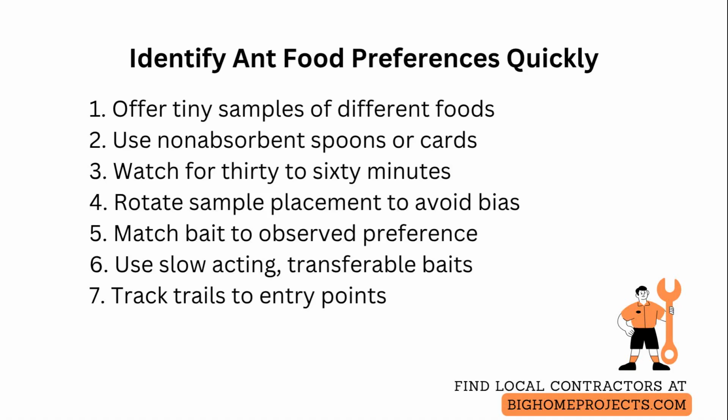Use only tiny amounts so you do not create large food sources that sustain the colony, and rotate sample placement to avoid location bias. When a preference appears, switch to a commercially available bait that matches that nutrient profile. Carbohydrate baits for syrup or sugar feeders, and protein or lipid baits for grease or egg-attracted ants. And choose slow-acting baits that allow workers to carry the poison back to the nest for colony-level control.